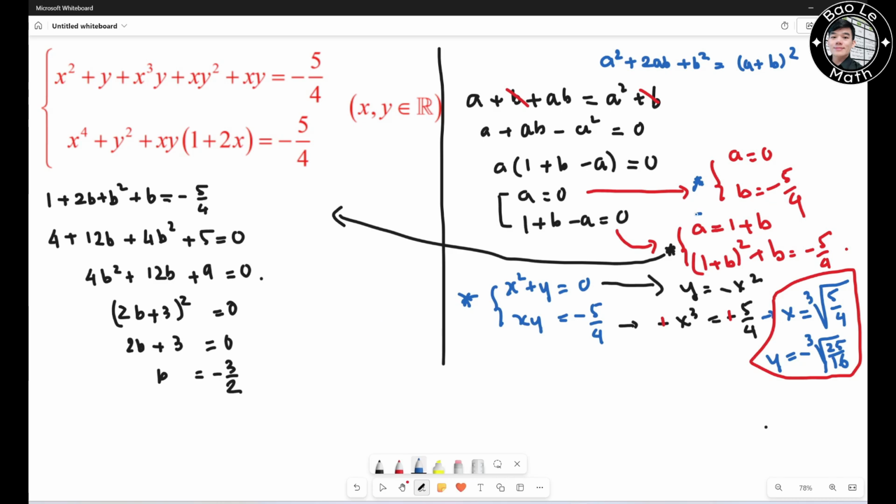I substitute back over this equation right here. So I have a equal to 1 minus 3 over 2. So it turns out to be negative 1/2.